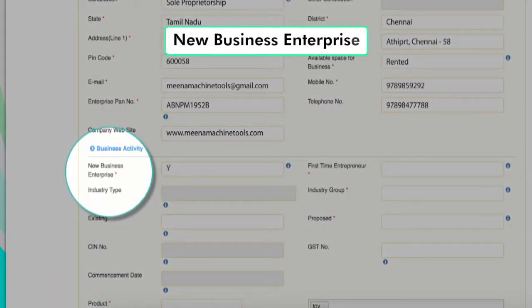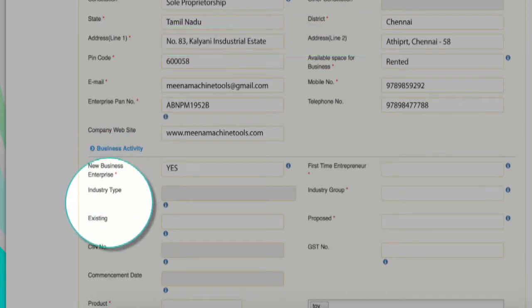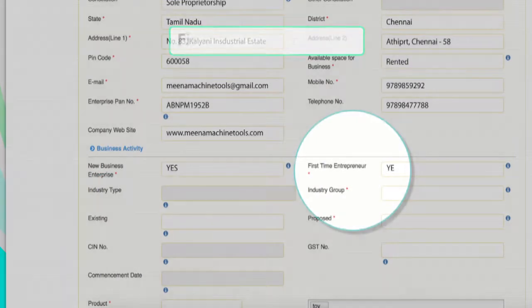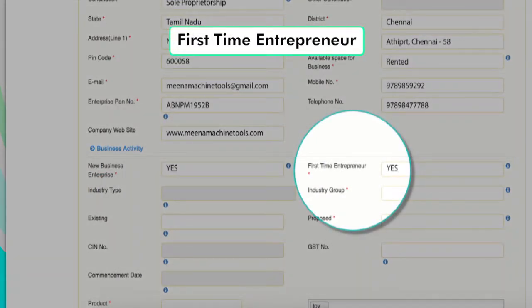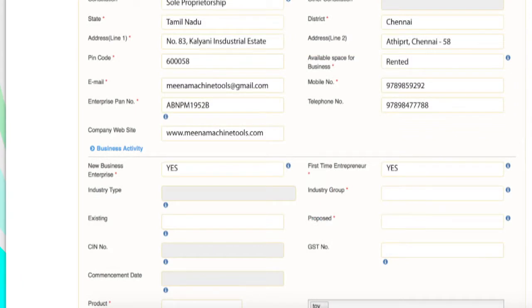Next, new business enterprise. The applicant has to select whether it is a new enterprise or whether it is an existing unit. First-time entrepreneur. The applicant can select whether this is his first business venture or whether he has been involved in ventures before.